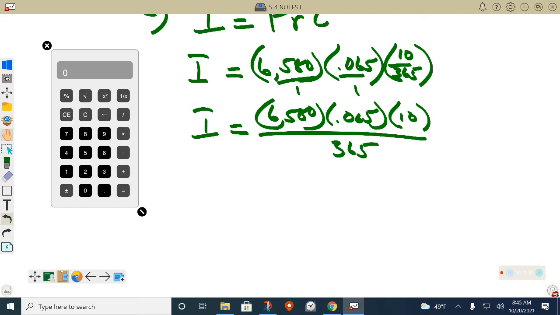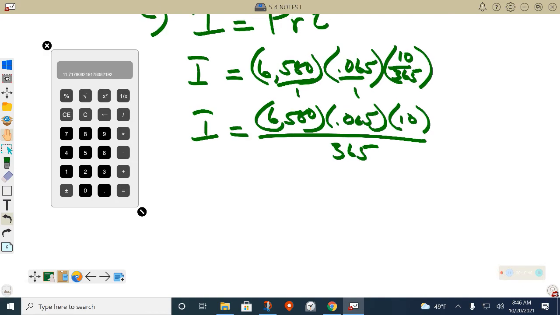So, how much did it grow in 10 days? Perez, check this out. 6,580 times 0.065 times 10 days equals that. Now I'm dividing by 365. So in 10 days, that money grew, nice job, Alvarez, $11.72. Beautifully done.